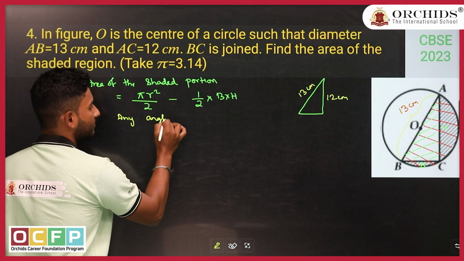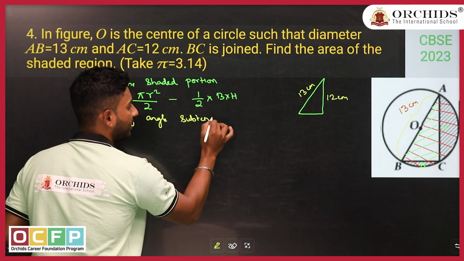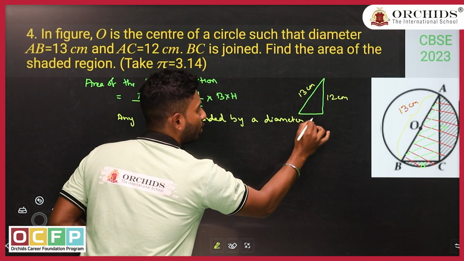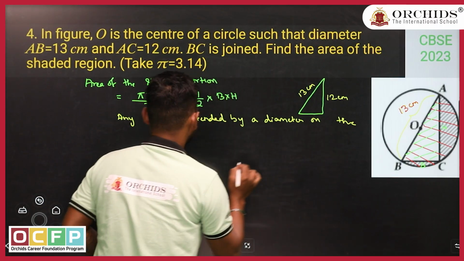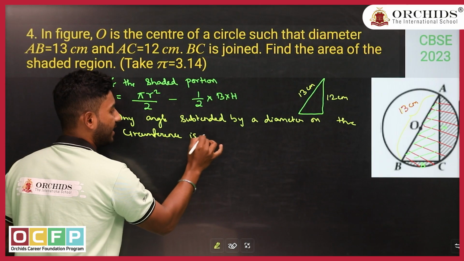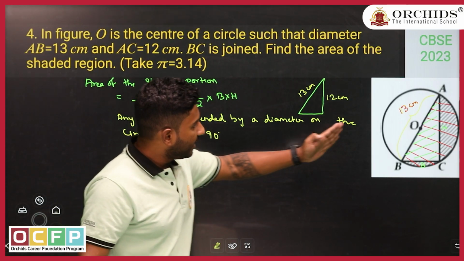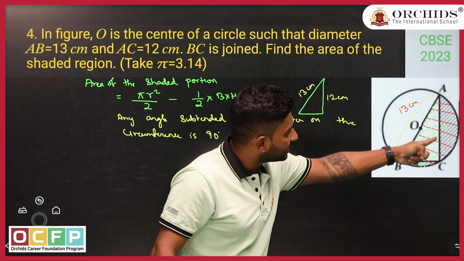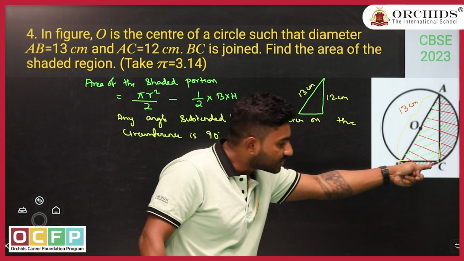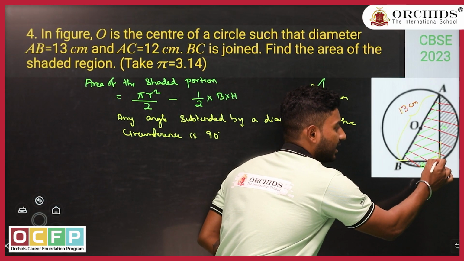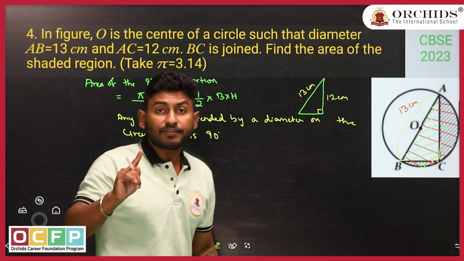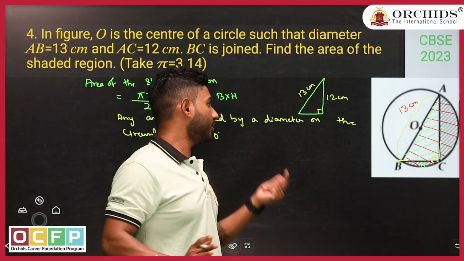You will get to know one thing, that any angle subtended by a diameter on the circumference is 90 degree. So basically, if this is the diameter, this diameter is subtending an angle on the circumference. So this angle has to be 90 degree. So it's a 90 degree angle. If it is a 90 degree angle, we can use the Pythagoras theorem.